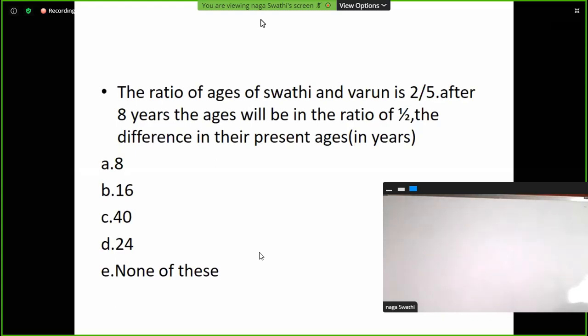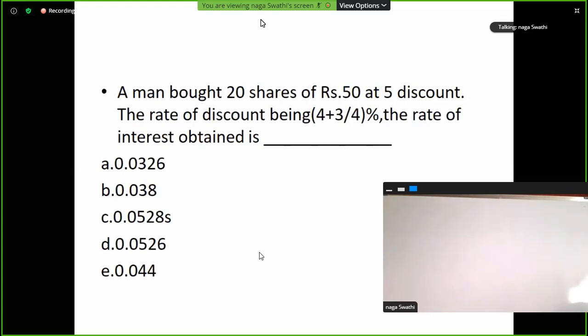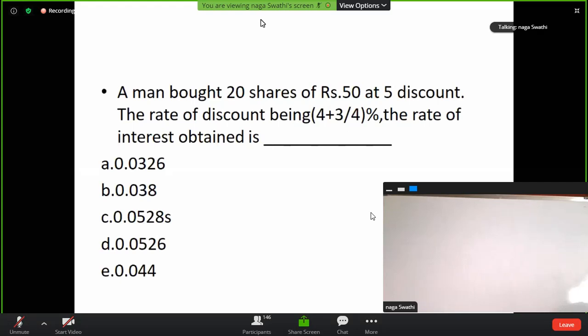Okay, ma, I'll explain again. Don't worry. Simple, ma. I'm explaining once again. 20 into 50, how much? 1000 rupees. So here the discount is 5 rupees, right? 50 minus 5, 45. 45 into 20, 900.